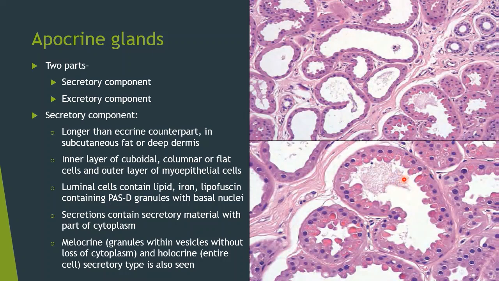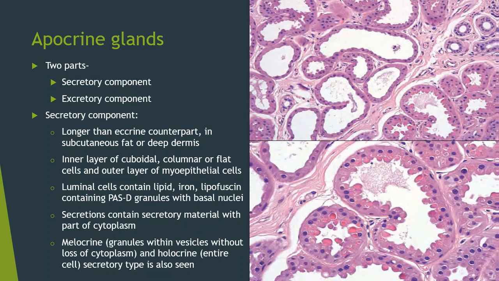and other kinds of secretion like merocrine, where the secretory granules within the vesicles come to the cytoplasm, or holocrine, as in the sebaceous glands, where the interstitial content again comes to the lumen as a secretion. These two kinds of secretory pattern can also be seen in the apocrine glands.